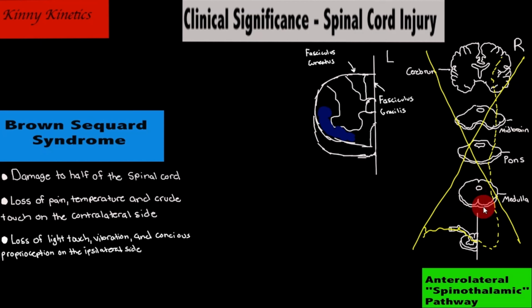But since we see the damage is here in the spinal cord, that signal is on the same side, which means that you'll see these deficits, loss of touch, vibration, and conscious proprioception, on the ipsilateral side. This is why knowing where these spinal tracts decussate is extremely important, so that you know what impairments your patient will have when you're treating them.